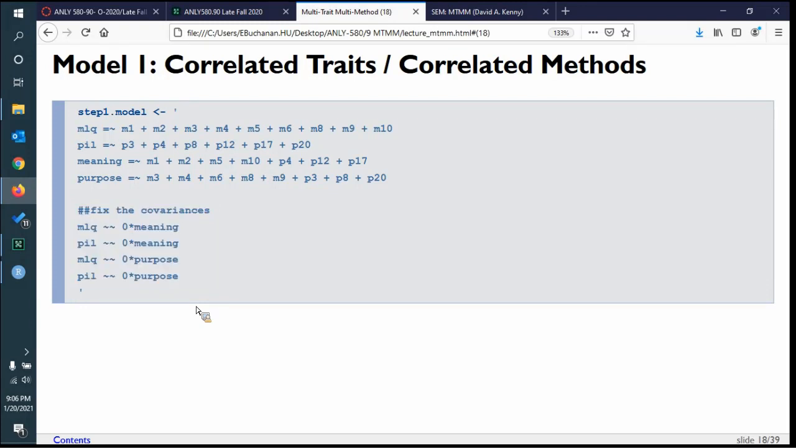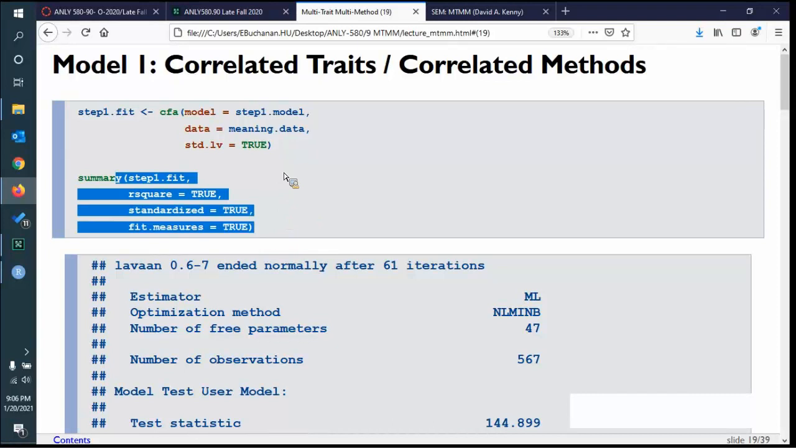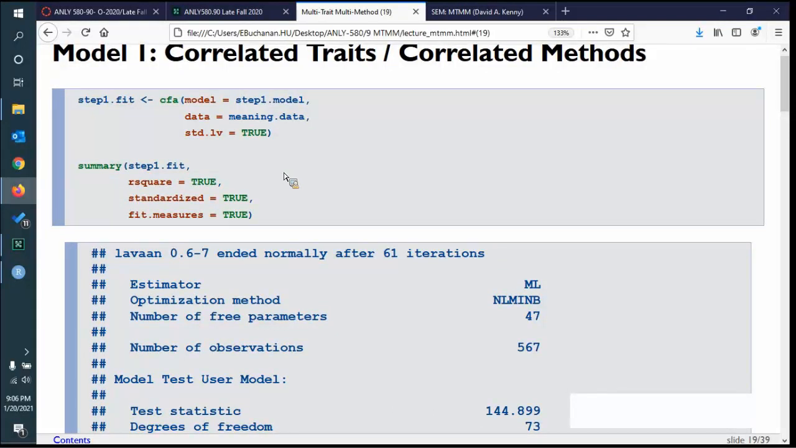So what happens? Does it run? We already know that traits is problematic, but does this run? Actually, yeah. And so maybe what's happening is some of the trait problem is in the methods, so it's an error that the methods handles a little better. All right, so that's our basic CFA. Now let's do our summary, and let's check our normal rules.